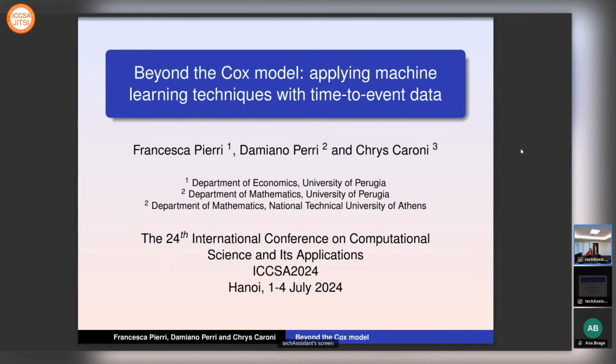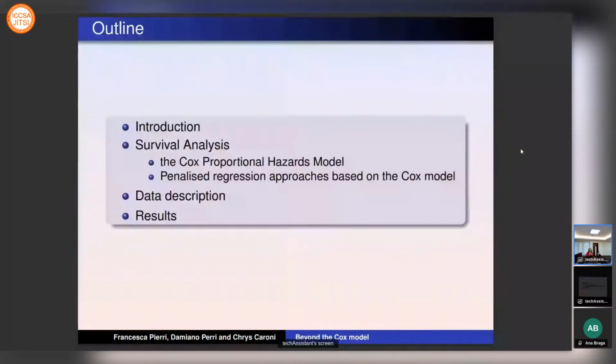The outline of the presentation is the following: a brief introduction to explain the aim of this work, and a brief recall of survival analysis, which is the methodology used in this paper. I will remind you of the Cox proportional hazards model and penalized regression approaches based on the Cox model. Then there is an application, with a data description and results.